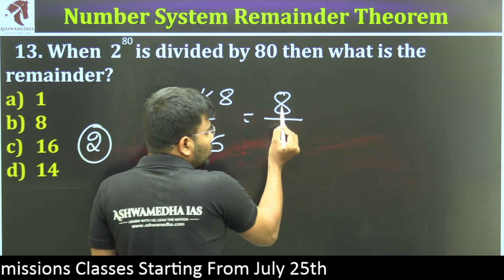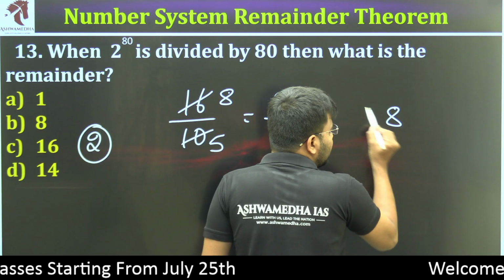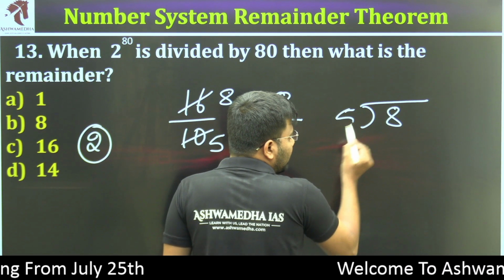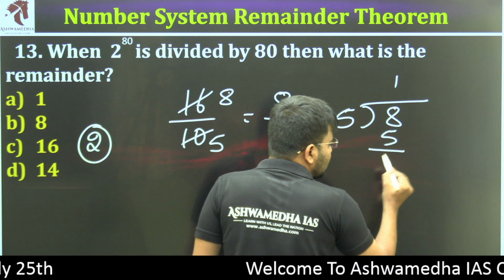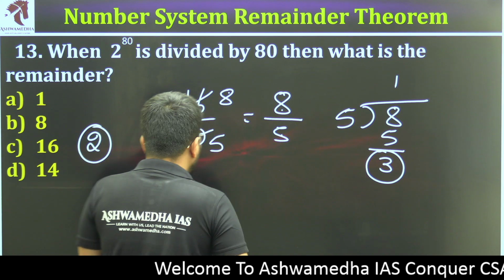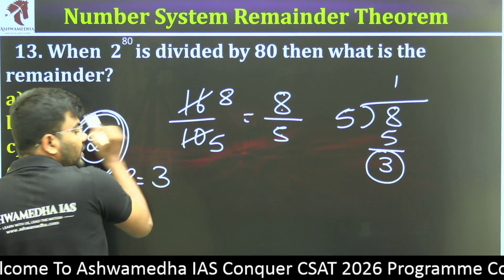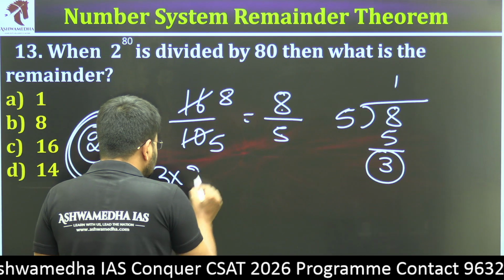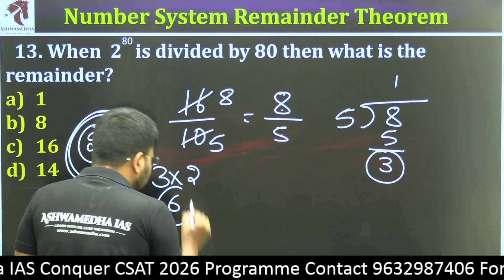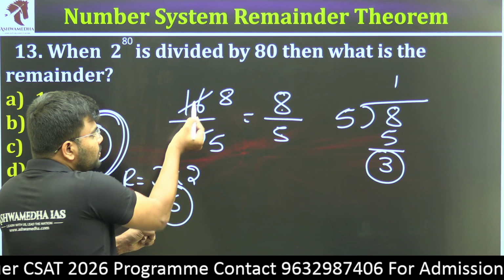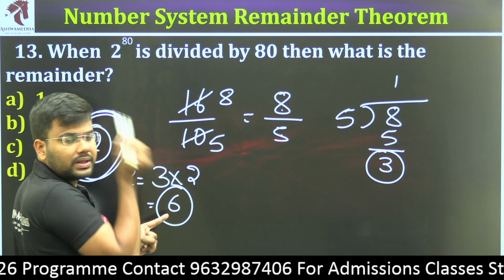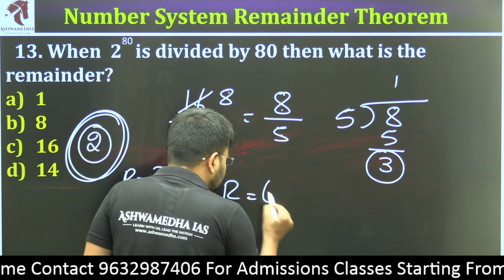What is supposed to be done? 8 divided by 5. You will find the remainder by dividing 8 by 5. 5 1s are 5. What is the remainder? 3 is the remainder. Now for this remainder 3, you are supposed to multiply this cancellation factor, that is 2. That is, 3 2s are 6. The remainder is what? 6. Now obviously, if you divide 16 by 10, what would be the remainder? The remainder would be 6.